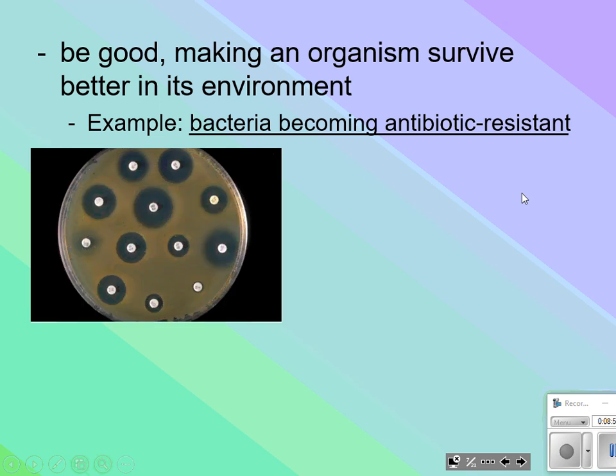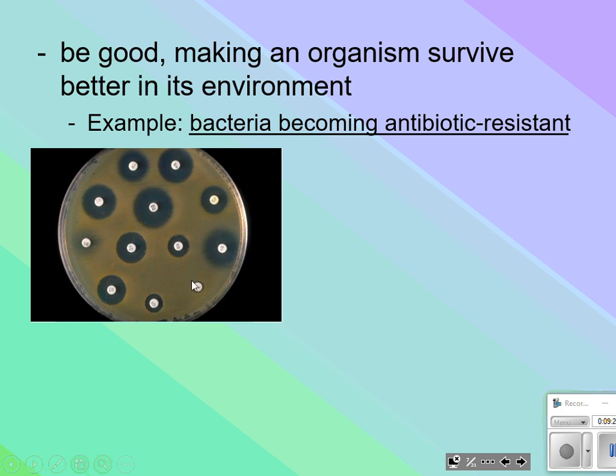So if you look at this, each one of these dots is an antibiotic. You see the yellow part here? This yellow part is bacteria. We've grown the bacteria on the Petri dish. We put the antibiotic on there. What happens to the bacteria? See those circles? It's killing that bacteria.